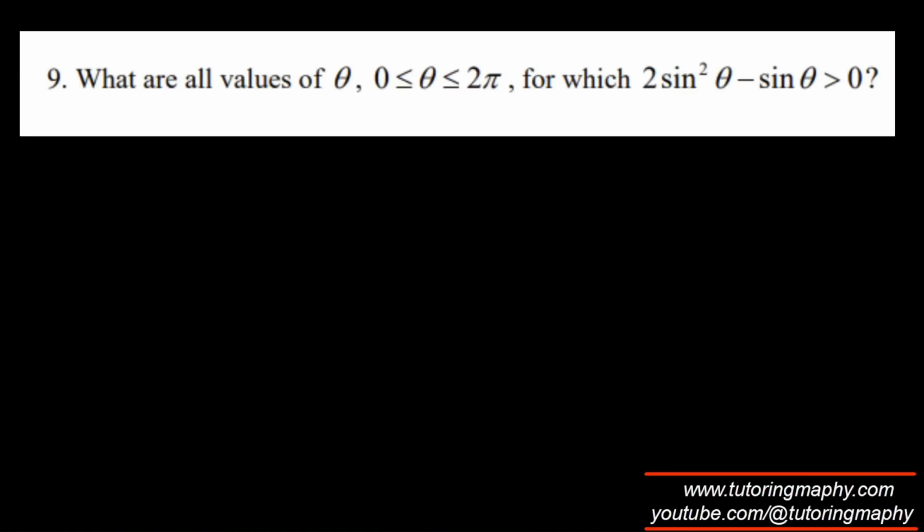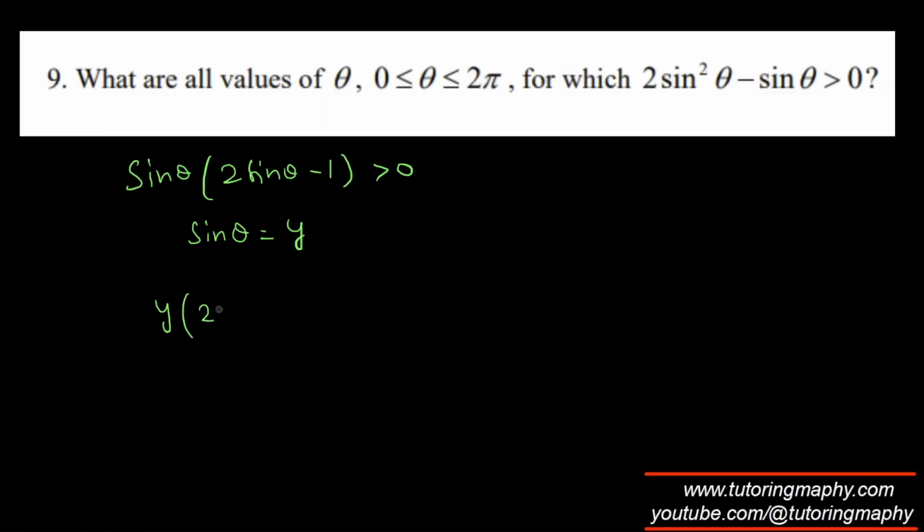Okay. Exact same approach over here. I'm going to take sine theta as a common factor. So I'm left with 2 sine theta minus 1 is greater than 0. Likewise, I'm going to replace sine theta with probably x, y, whatever you like. Let's call it y. So y times 2y minus 1 should be greater than 0. I make a number line here. This should be 0. This should be 1 over 2. Greater than 1 over 2, obviously positive, negative, positive should toggle.